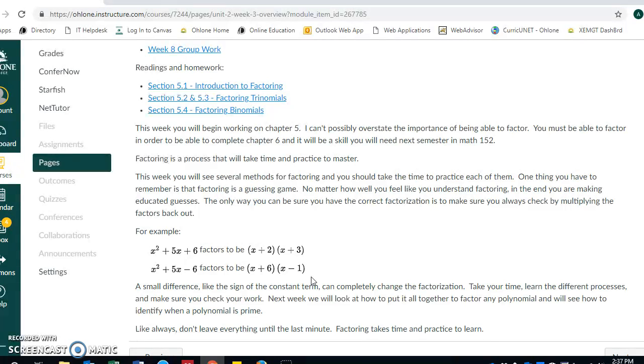And so you always want to make sure that when you're done, you assume you made a mistake and you check your work and make sure that you've done things correctly.